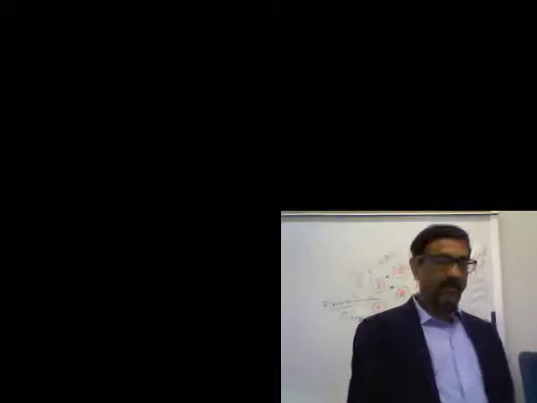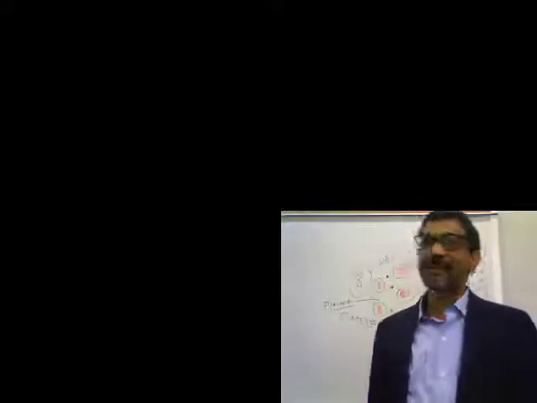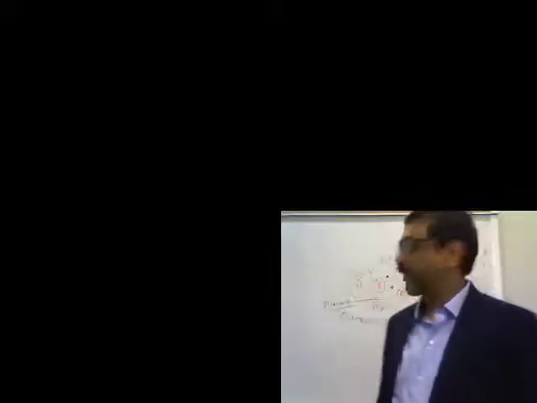Two types of cells are found in the nervous tissue. The main cells are called neurons, and the supporting cells are called neuroglial cells. So those are two types of cells.